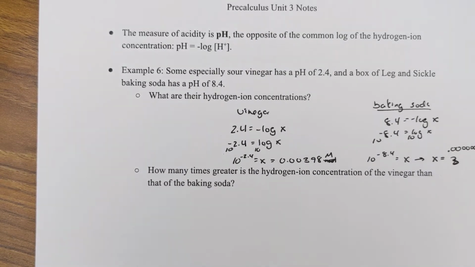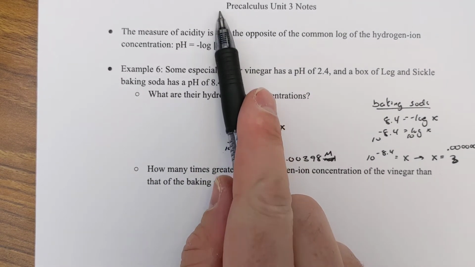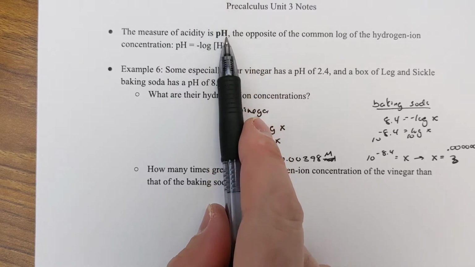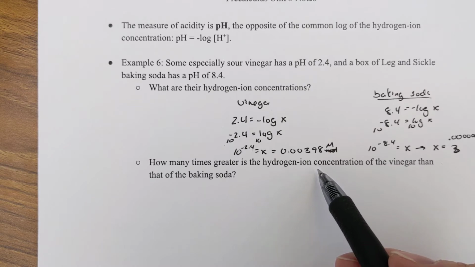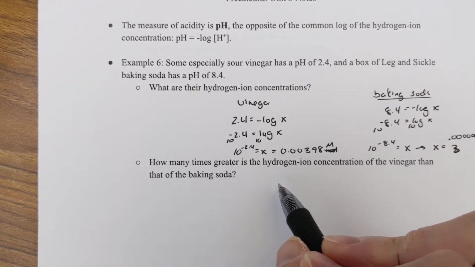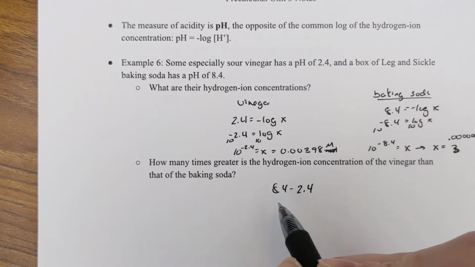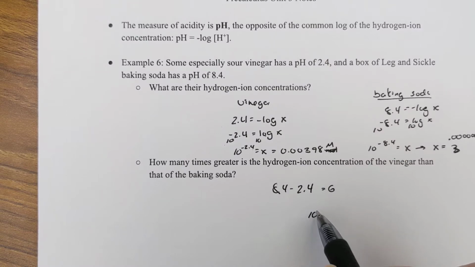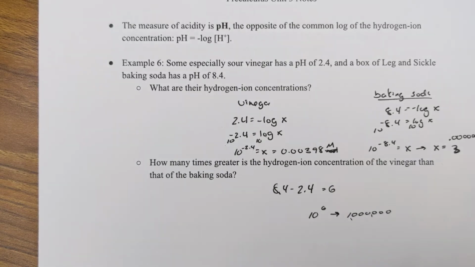So very, very low. Typically, since pH is the negative log, the higher the hydrogen ion concentration is, the less the pH becomes. So how many times greater is the hydrogen ion concentration of the vinegar than the baking soda? So we find the difference. 8.4 minus 2.4, that's 6, so it's 10 to the 6th. So what is that? 1,000,000 times larger.